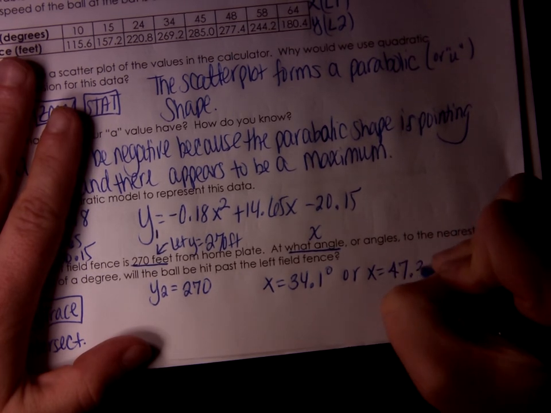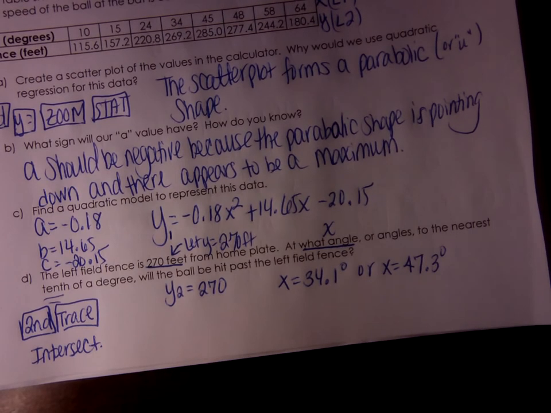So our two angles that would create or cause a ball to go 270 feet past home plate, is 34.1 degrees and 47.3 degrees.